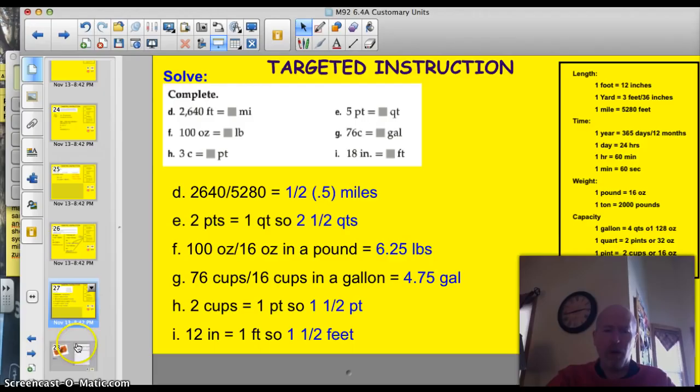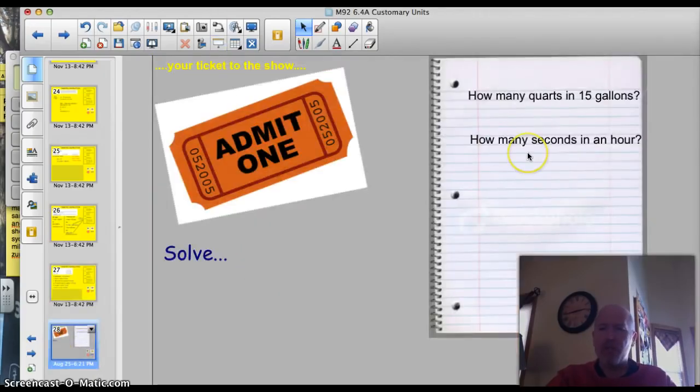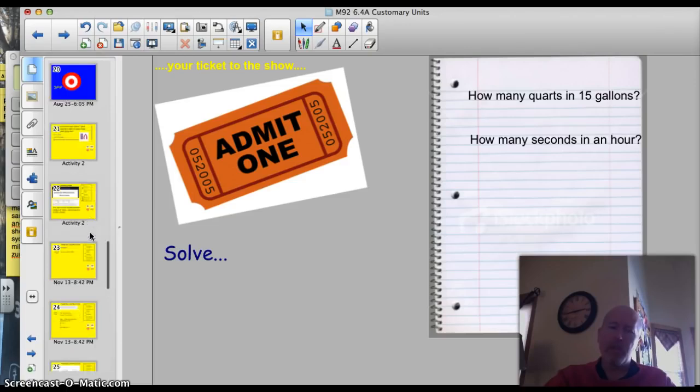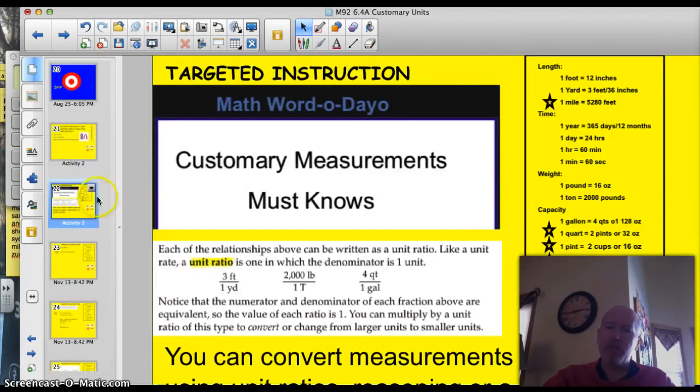You do. All right, here's your ticket to the show. How many quarts are there in 15 gallons? And how many seconds are in an hour? Those are pretty straightforward. See if you can solve it. I'm going to give you a second to write that down. I'm going to scroll back here and pause it so you can take a look at that chart for a minute.